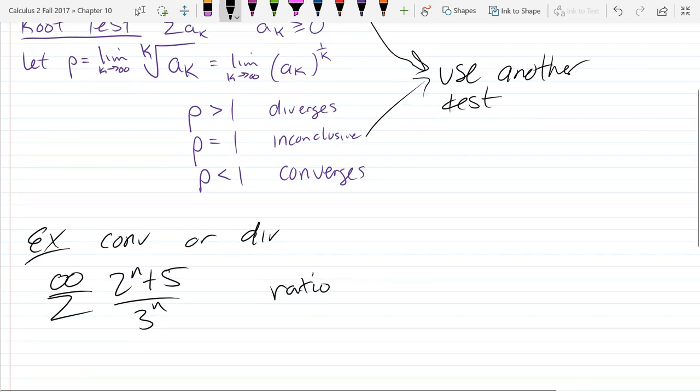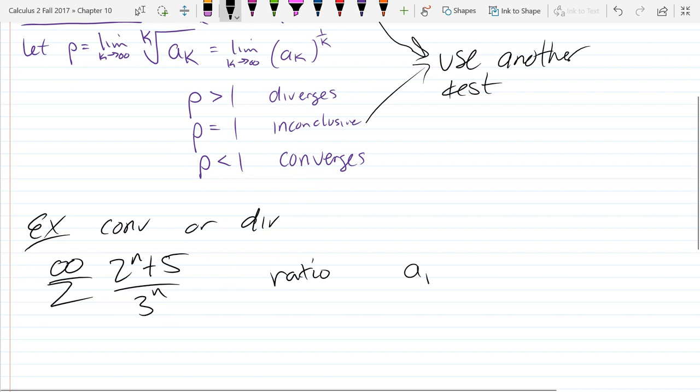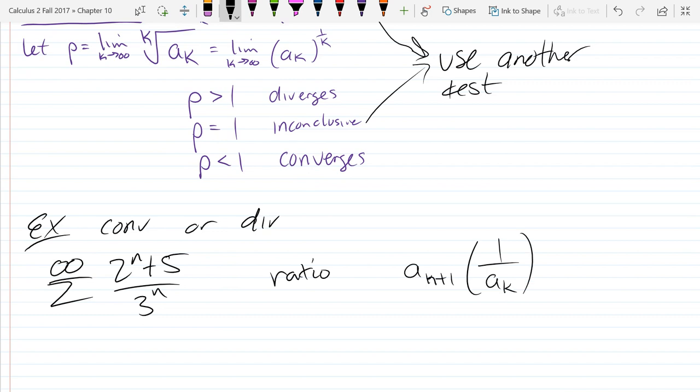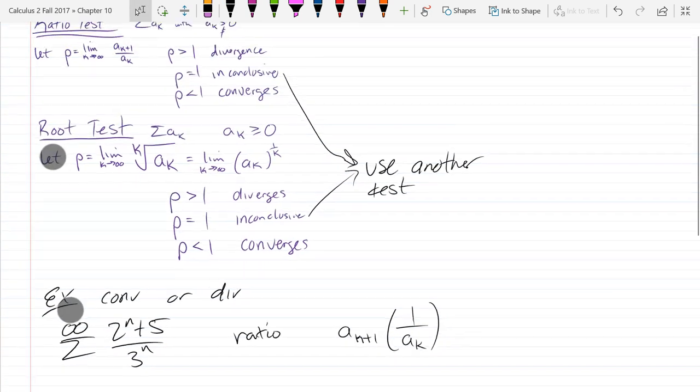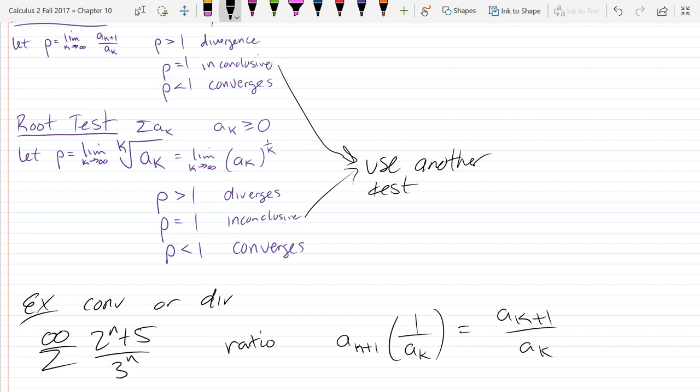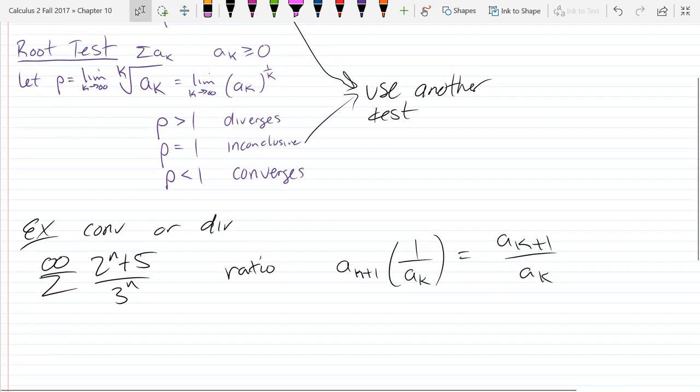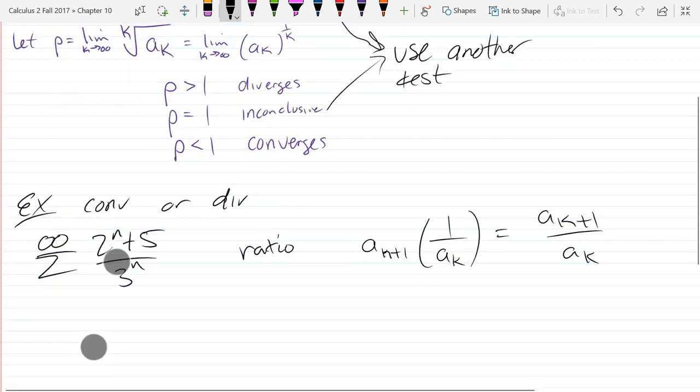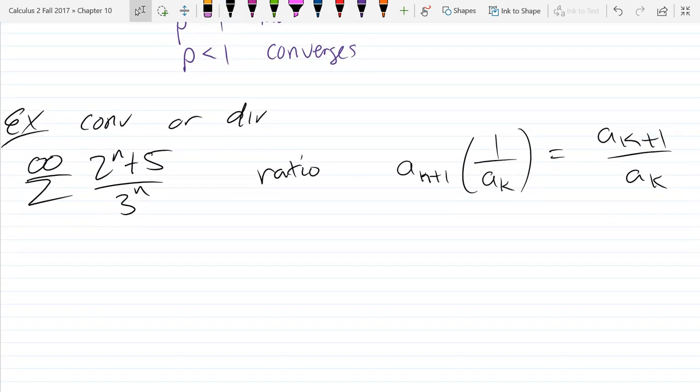Most of the series that you're looking at are fractions anyways. So you might as well just write the ratio as a product of reciprocals, use this form instead of a_k plus 1 over a_k. Just go ahead and multiply by the reciprocal, because that's going to be your first step almost every time. So plug this in here. I'm using k instead of n. It doesn't really matter what you use. I'll just swap everything out for k's.